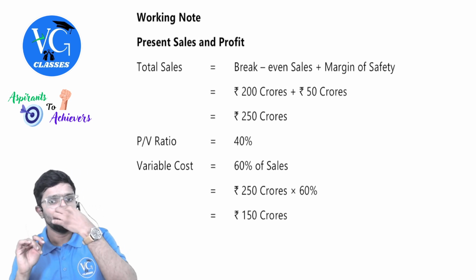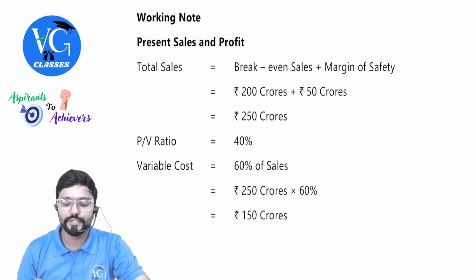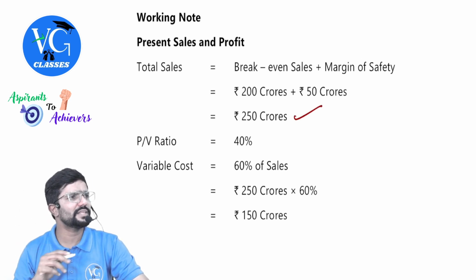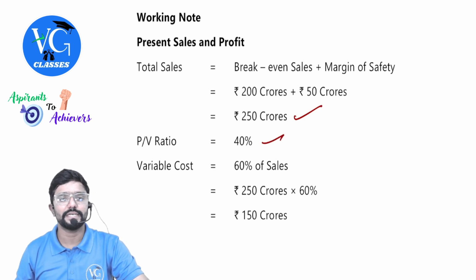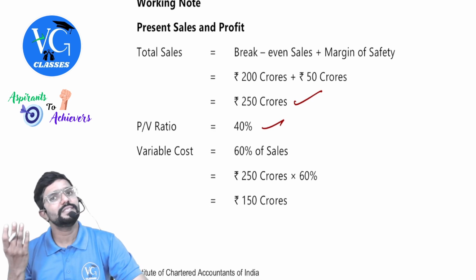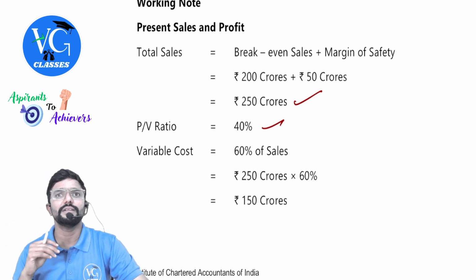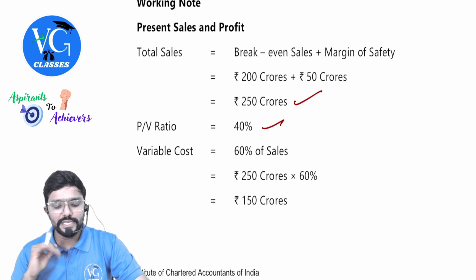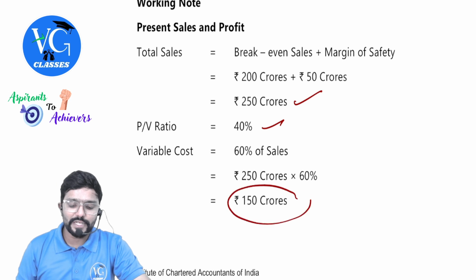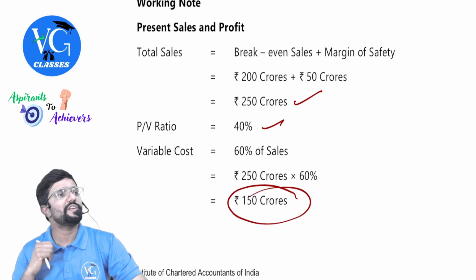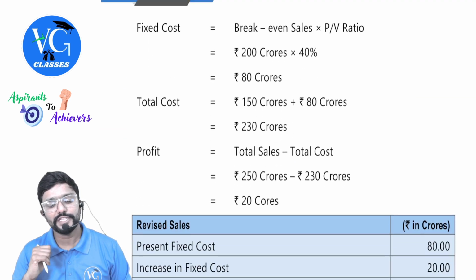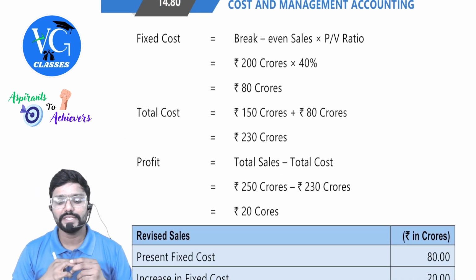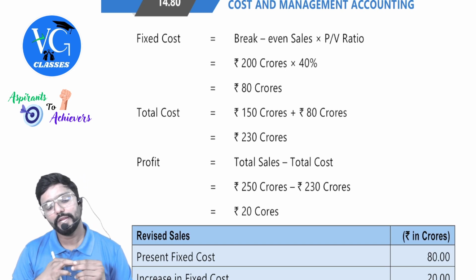Total sales is what, guys? Break-even sales plus margin of safety, which is 250 crore. 200 plus 50, both they have given. Total is 250. PV ratio is 40%. Variable cost would be how much? 60% remaining, correct, Naima? How much is my variable cost now? 250 crores into variable cost percentage, 150 crores. So fixed cost would be break-even sales into PV ratio, which is 80 crores.